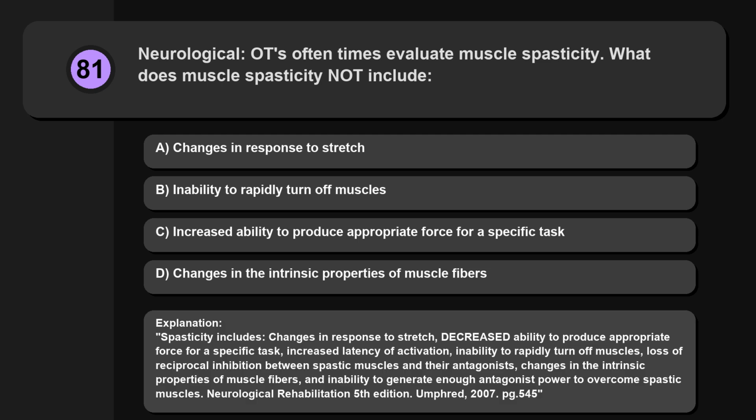Spasticity includes changes in response to stretch, decreased ability to produce appropriate force for a specific task, increased latency of activation, inability to rapidly turn off muscles, loss of reciprocal inhibition between spastic muscles and their antagonists, changes in the intrinsic properties of muscle fibers, and inability to generate enough antagonist power to overcome spastic muscles. Neurological Rehabilitation, 5th edition, Umphred, 2007, pg 545.